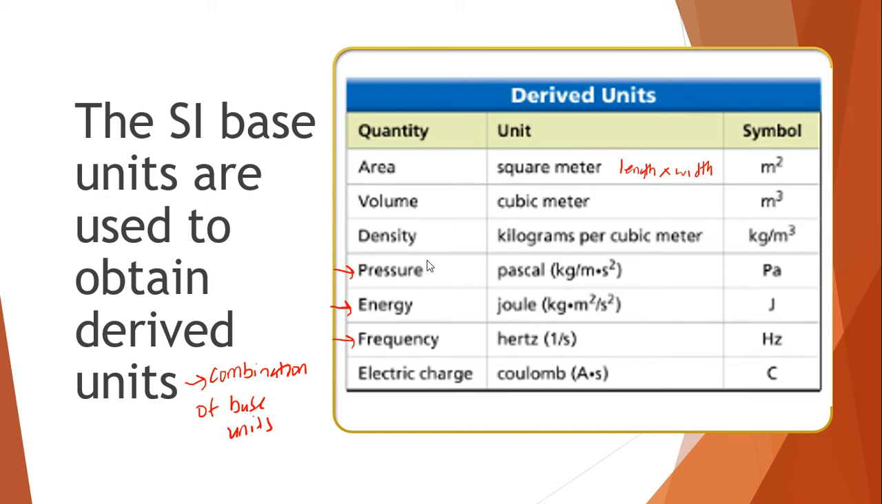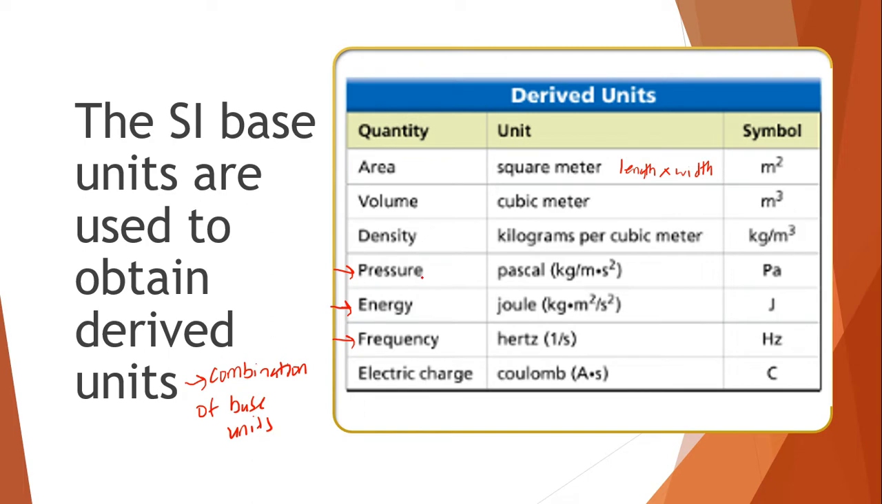Now, from these base units, we have something known as derived units. All this means is it's a combination of base units. For example, area, which is usually length times width for a square, is the combination of length and another length to get meters squared. Volume for a perfect cube is length times width times height, 3 lengths put together, so meters cubed. Density is a combination of mass, because we have kilograms, and a length in the form of volume.